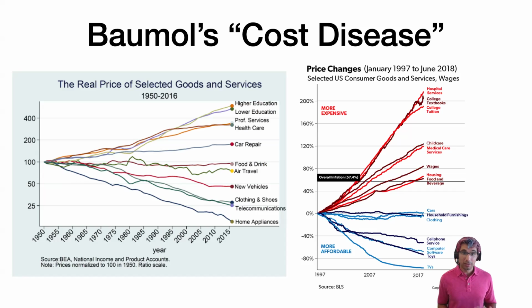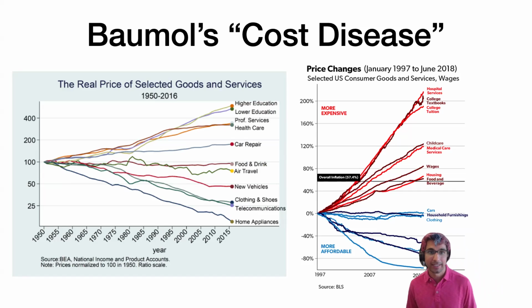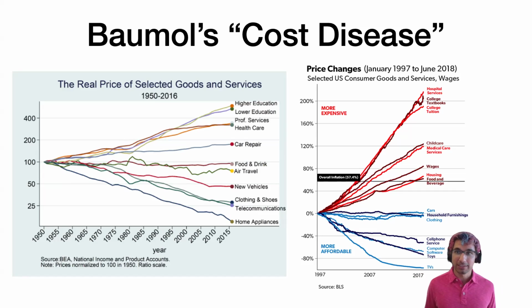And in both of these charts, what we generally see is that manufactured goods like clothing, shoes, appliances, electronics, prices just keep going down and down and down because productivity keeps increasing. Whereas any sort of services, whether it's childcare, education, healthcare, even things like car repair, those have tended to get more expensive because for most of those, there's just no innovations that have increased productivity.